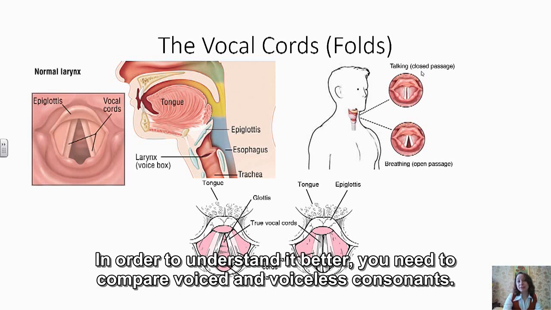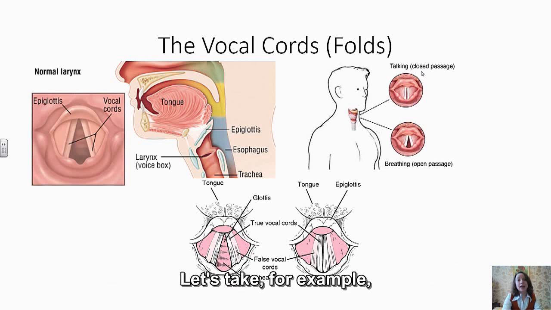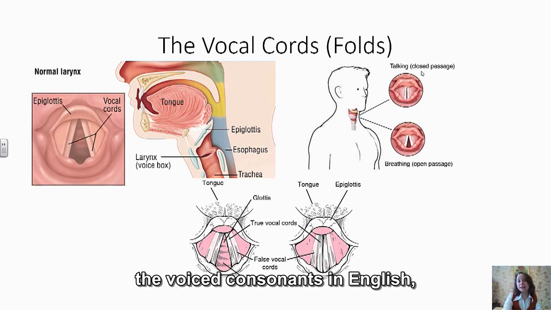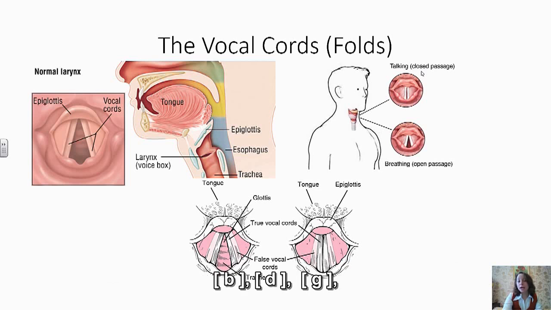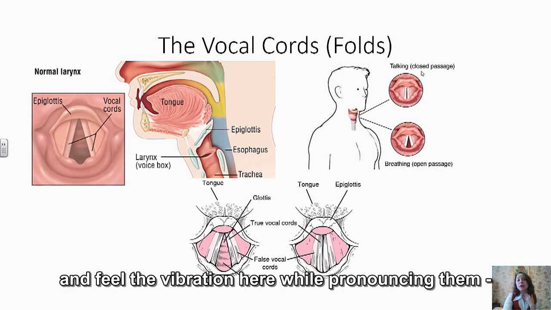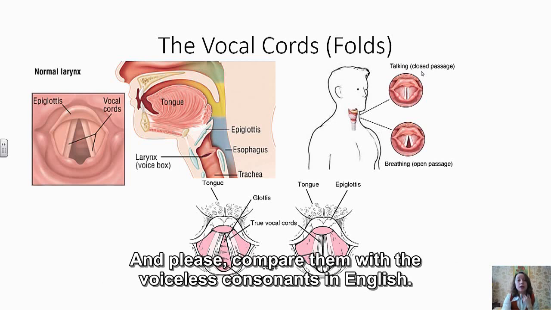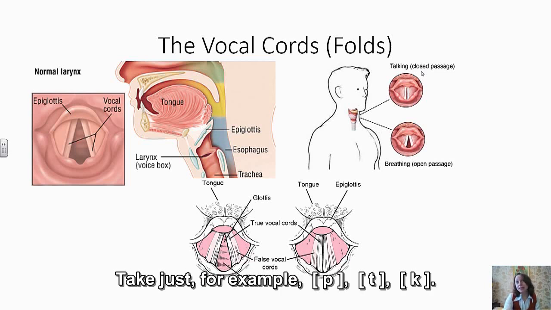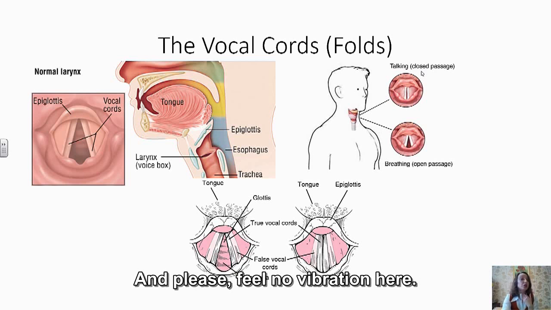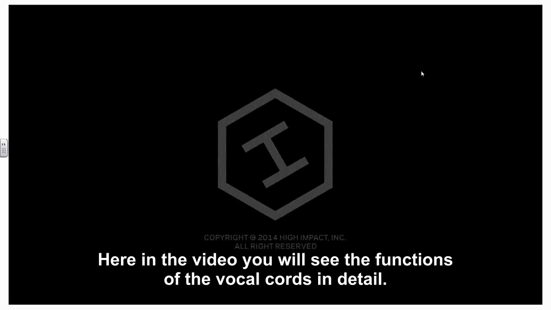In order to understand it better, you need to compare voiced and voiceless consonants. Let's take, for example, the voiced consonants in English. B, D, G. And feel the vibration here while pronouncing them. B, D, G. And please compare them with the voiceless consonants in English, such as, for example, t, k, and please feel no vibration here. Here in the video you will see the functions of the vocal cords in detail.